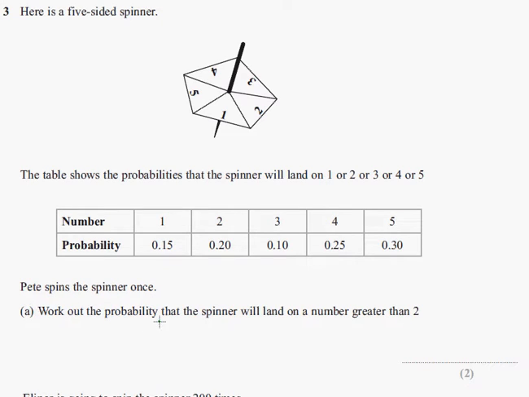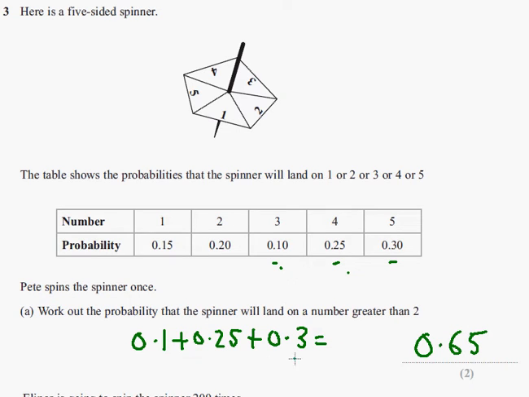Part A says work out the probability that the spinner will land on a number greater than 2. Okay, so a number greater than 2 means 3 or 4 or 5. So to work out that probability, we're going to have to add up these probabilities. So 0.1 add 0.25 add 0.3 is 0.65. Okay, and that's the final answer.